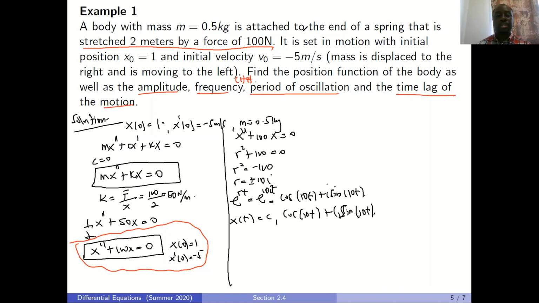All right, so this is clearly a motion without any kind of damping. Right. And to be able to find out the amplitude, frequency, and all these parameters, we'll have to find the particular solution to this equation. So we need C1 and C2. We can go ahead and find the derivative, so we can use the velocity condition.